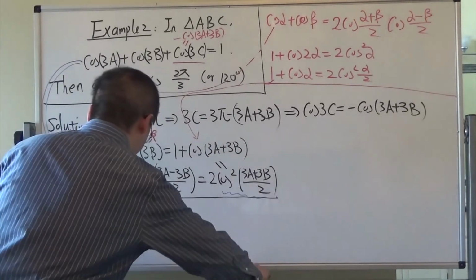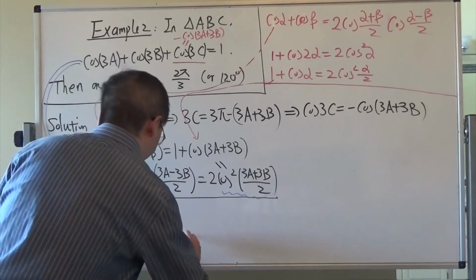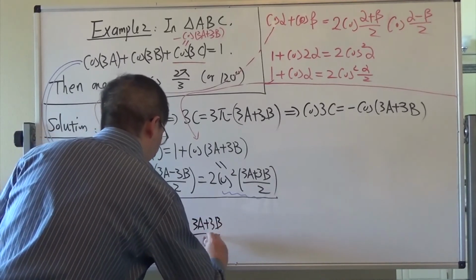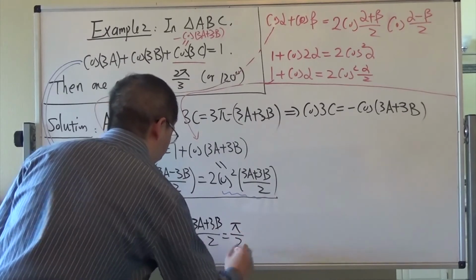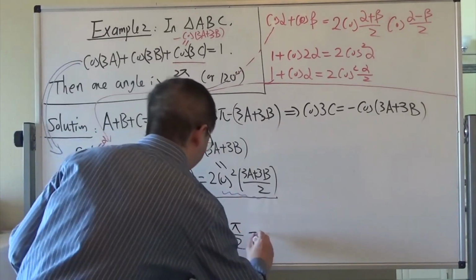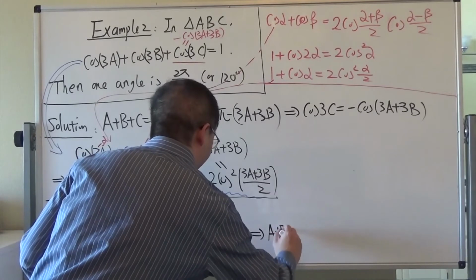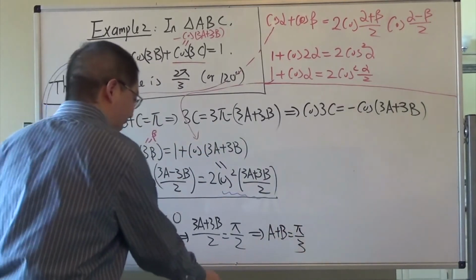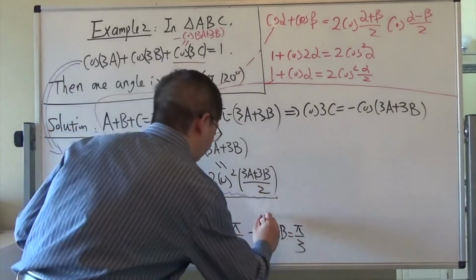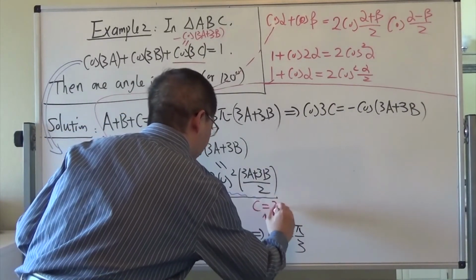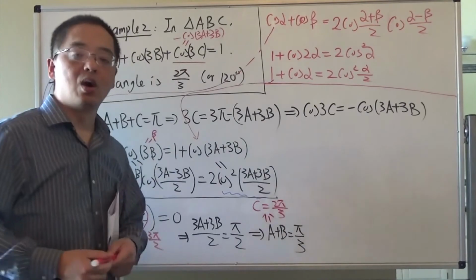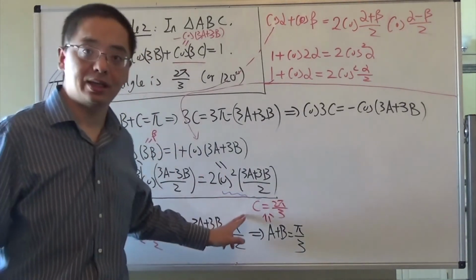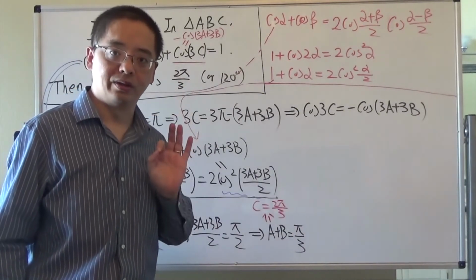So from here we get (3a plus 3b) over 2 equals pi over 2. And from here, we deduce a plus b is 2 pi over 3, and this tells us C equals pi minus 2 pi over 3, so C is pi over 3... In this case, the angle C is 2 pi over 3, which is 120 degrees.